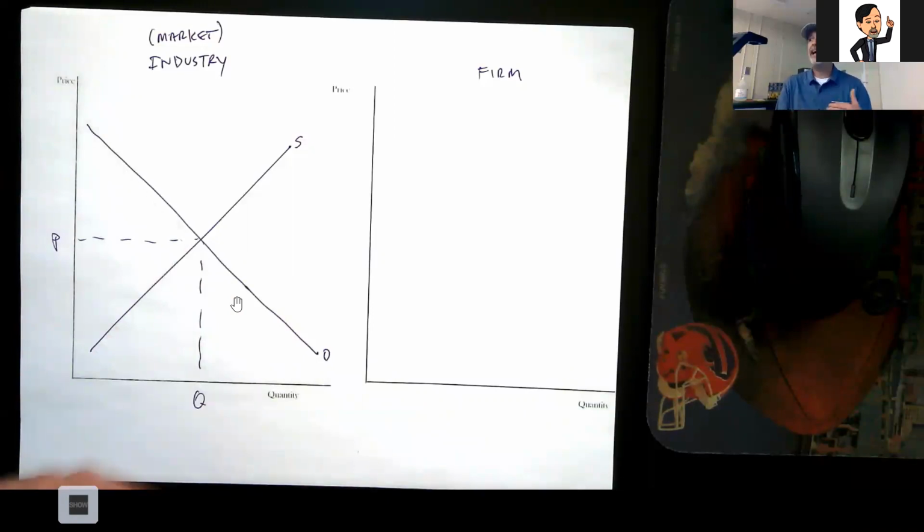And if you can't tell who created a product, what's the only thing that is going to be the determining factor for you and your purchase? Price. That's exactly correct. All right.